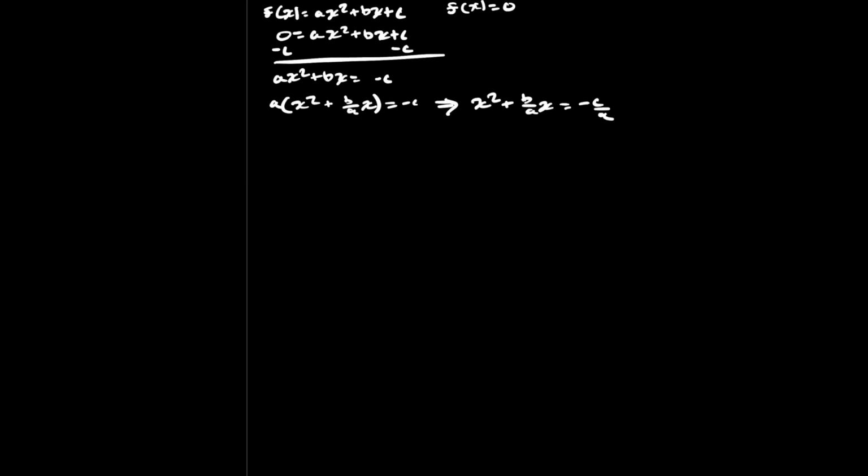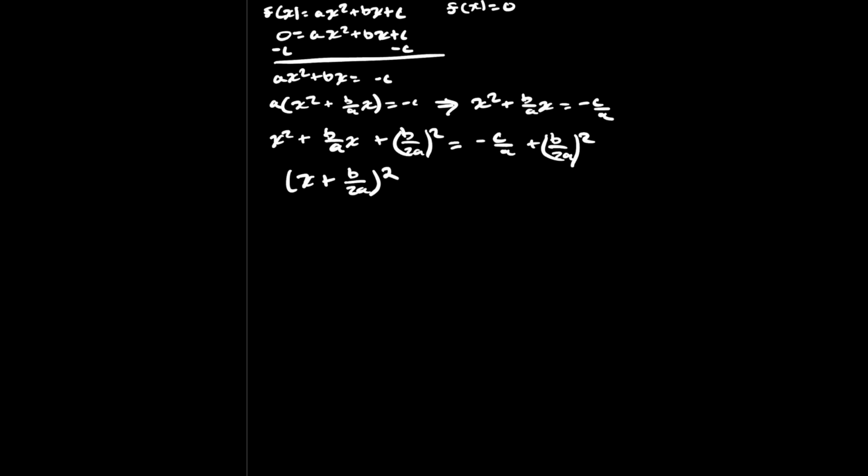And next, we can do what is called completing the square. So what we're going to do is we're going to add b over 2a squared to both sides. And what this allows us to do is to factor this to x plus b over 2a squared. And then we can simplify the other side.